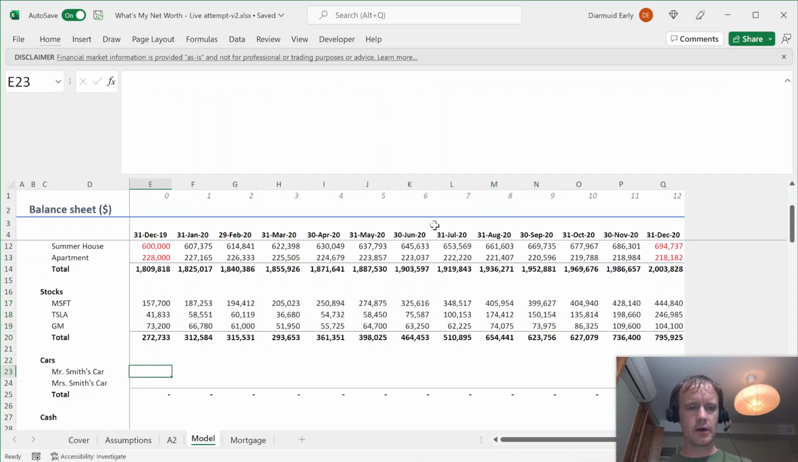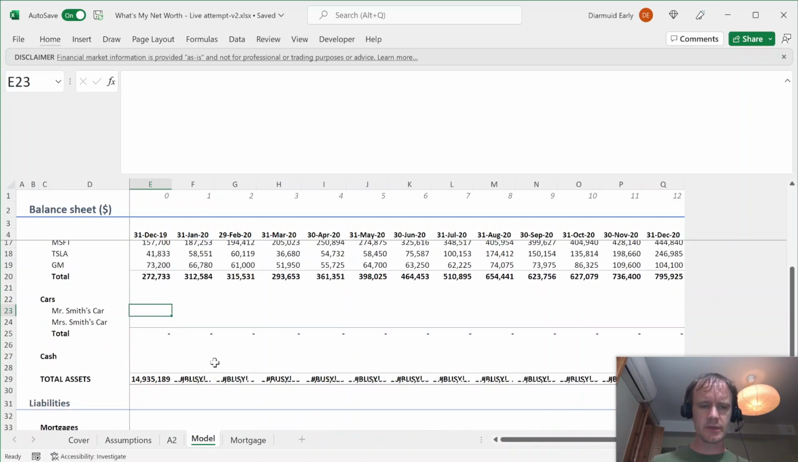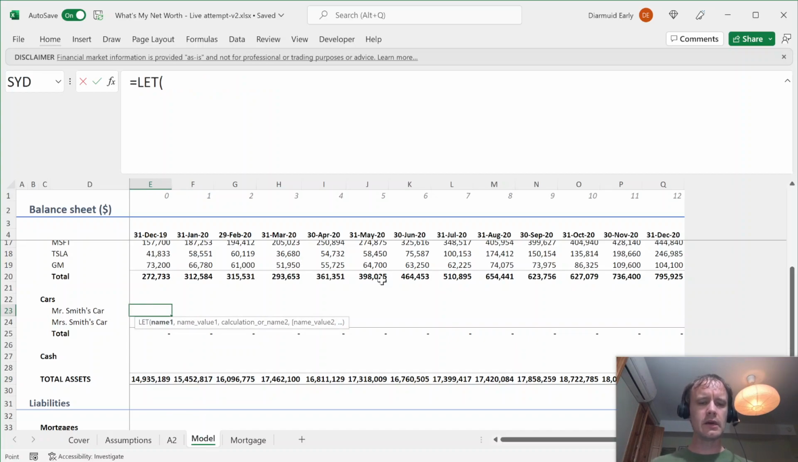All happy. All right, cars, Mr. Smith's car, Mrs. Smith's car. So again, here, I'm going to use the let function rather than having a supporting schedule. I'm just going to use the let function. Why are these still saying busy? Oh, hang on, just move off and back again. Okay, there we go.